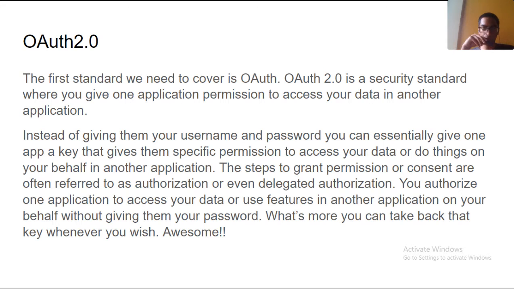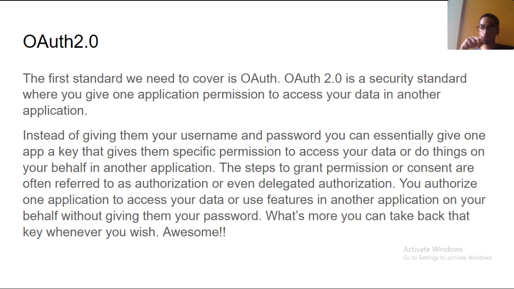So let's see what OAuth 2.0 is. Instead of giving them your username and password, you can essentially give one app a key that gives them specific permission to access your data or do things on your behalf in another application. In the old days, you gave third party applications your username and password, thinking, I can trust these guys, they won't do anything I haven't given them permission to do. But they could do nefarious and bad things that you didn't want them to do.